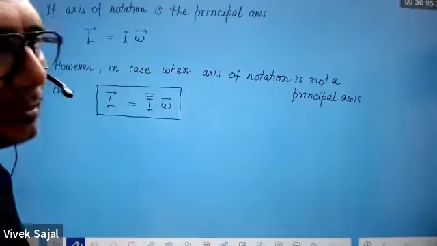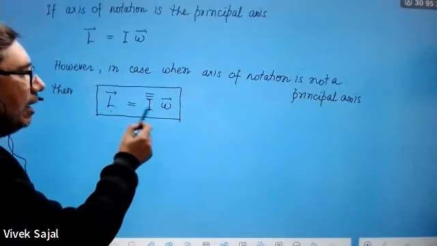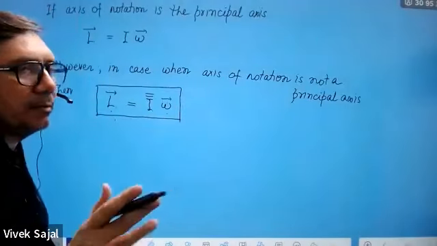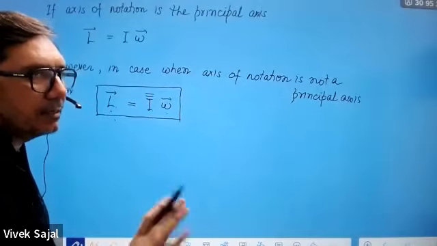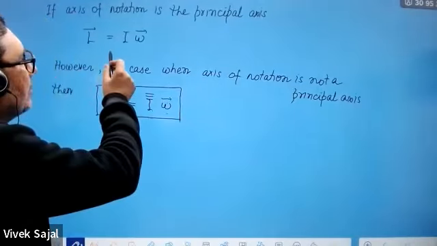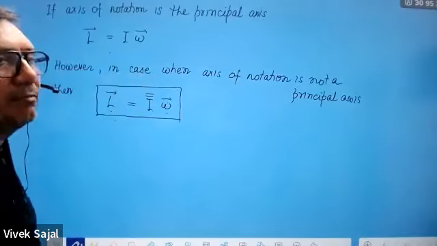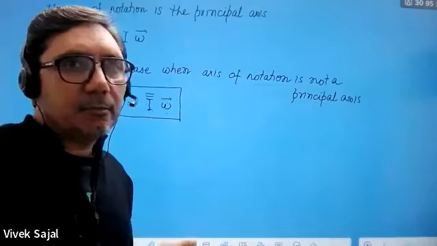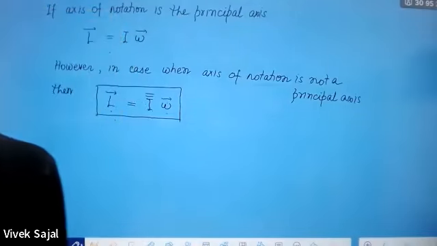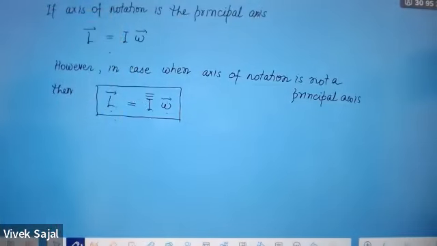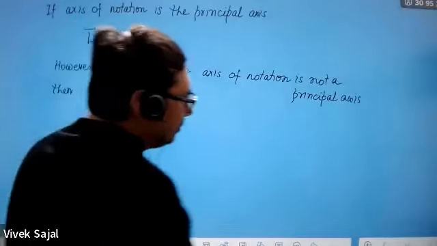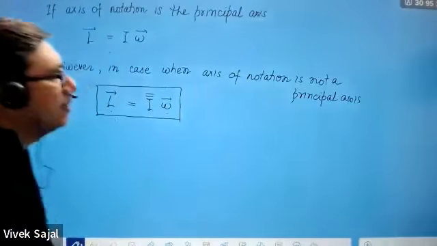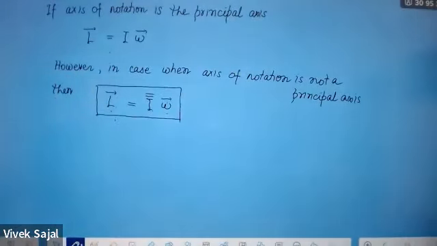So this will be L vector. In that case, L and omega will not be parallel to each other. They are not necessarily parallel. But they will become parallel only if the axis of rotation becomes the principal axis. So in that case, you have to remember this aspect. One last important aspect about angular momentum is, please note it down, then I will go to the next slide.